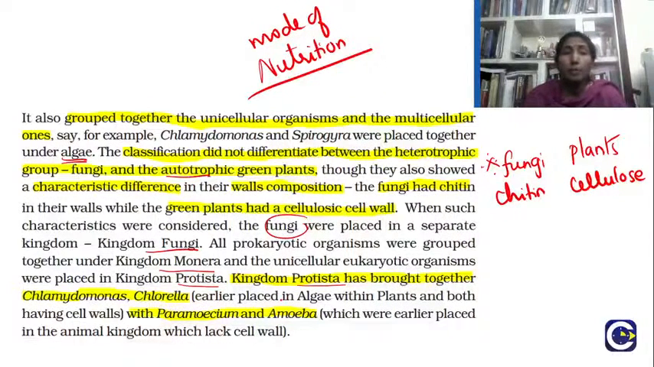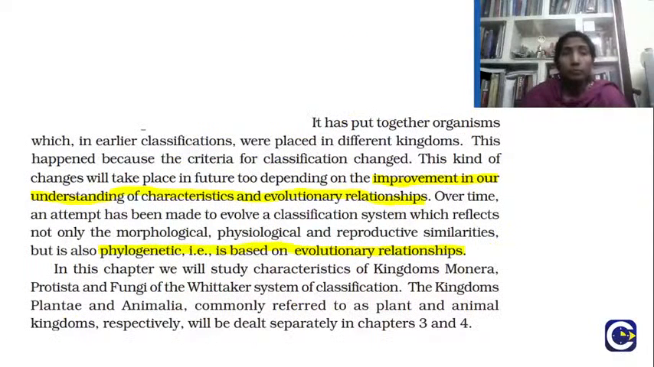இதே பாரமீஷியம், அமீபா வந்து தேவர் இந்த அனிமல் கிங்டம், செல்வால் இல்லைன்னு சொல்லிட்டு அங்க வச்சிருந்தோம். பட் இப்போ இது எல்லாத்தையுமே எடுத்து ஒன்னா நம்ம புரோட்டிஸ்டா கீழே கொண்டு வந்துட்டோம். புரியுதுங்களா? இது வரைக்கும் புரியுதாமா? எனி டவுட்ஸ்? யூ ஆர் ஆல் ஏபிள் டு ஃபாலோ?